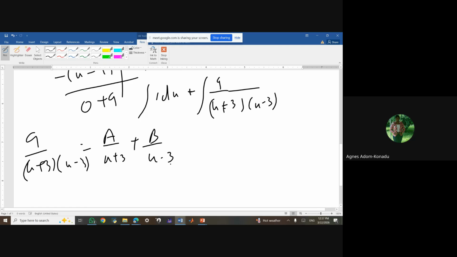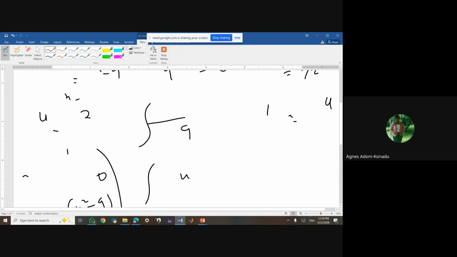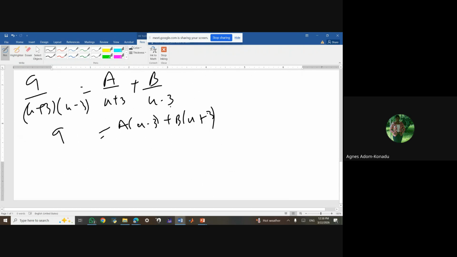to solve for A and B, this is the same as 9 equals A(u−3) plus B(u+3). So when u is equal to positive 3, this one will go. So I have 9 is equal to 6B, so my B will be 3 over 2. And then when u is equal to negative 3, this one will go. So I have 9 is equal to minus 6A, and then my A will be negative 3 over 2.